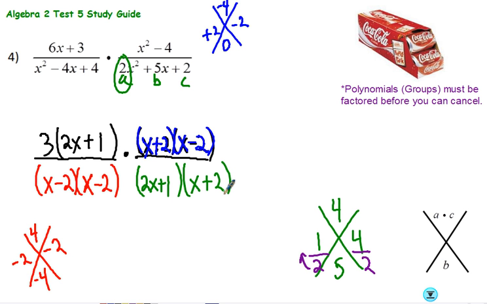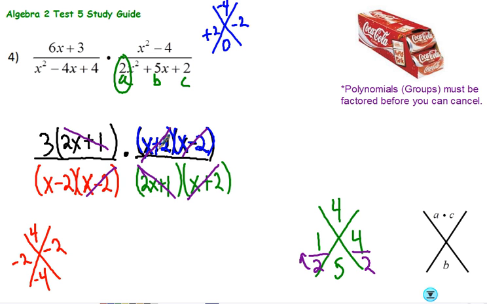Now we just want to take a look and see what we can cancel. Doesn't matter where you start. 2x plus 1, 2x plus 1. Let's see, x minus 2, x minus 2. I've got an x plus 2 and an x plus 2.